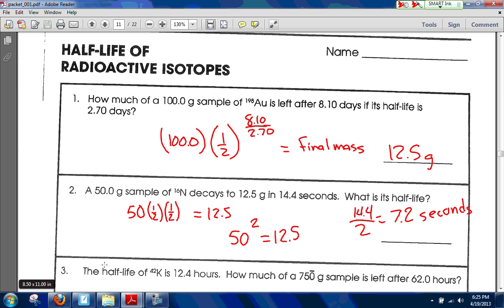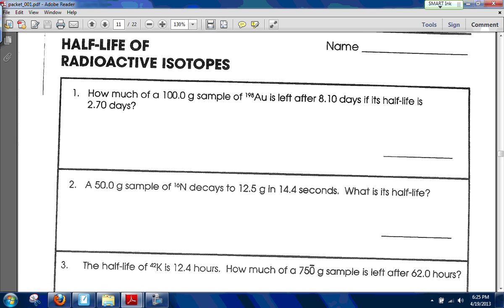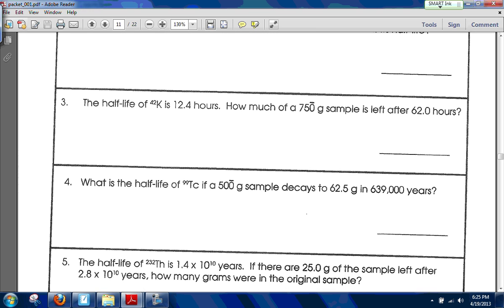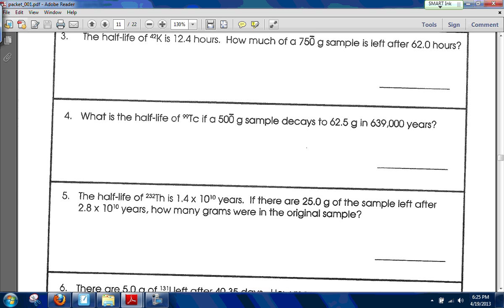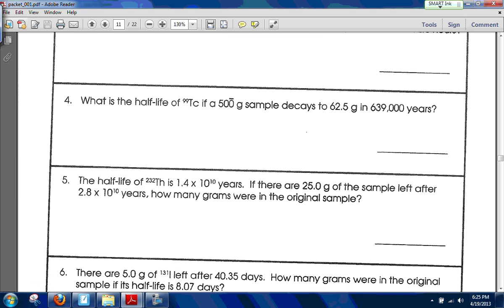All right, that one was a little tricksy. Let's see if we have any more that are tricksy like that. Let's see. That one tells you half-life. This one wants to know what is the half-life.